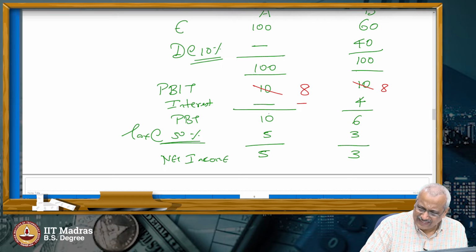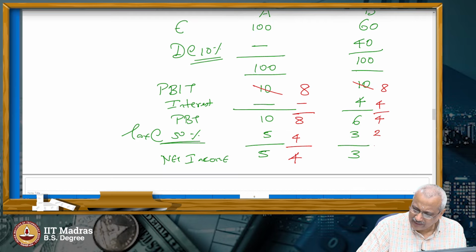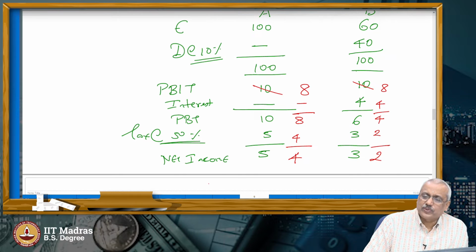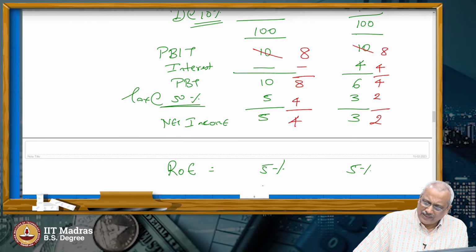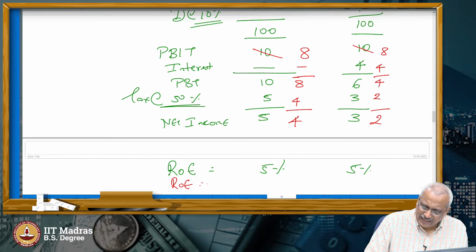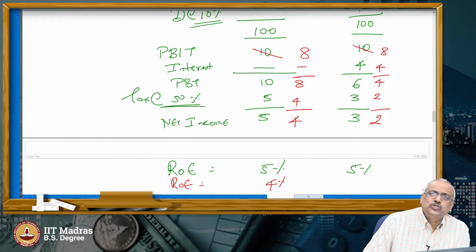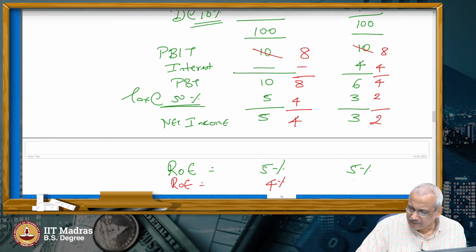What happens? Interest in this case is 0. Interest in this case is $4. So PBT in this case is 8. PBT in this case is 4. My tax is $4, my tax is $2 out there. My net income is $4 and my net income is $2 out there. So my ROE in the second case is 4% for company A, and for company B it is $2 for $60 of equity out there. What is the percentage? 3.33%.